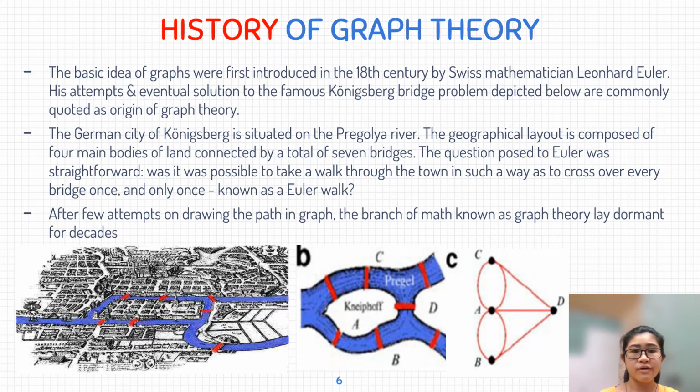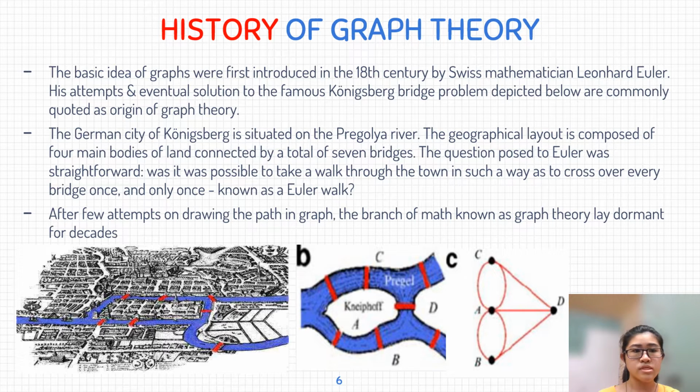About the history of graph theory, the basic idea of graphs was first introduced in the 18th century by Swiss mathematician Leonhard Euler. His attempt and eventual solution to the famous Königsberg bridge problem, depicted below, are commonly quoted as the origin of graph theory. The German city of Königsberg is situated on the Pregolya River. The geographical layout is composed of 4 main bodies of land connected by a total of 7 bridges.